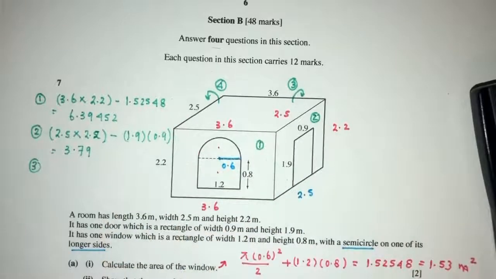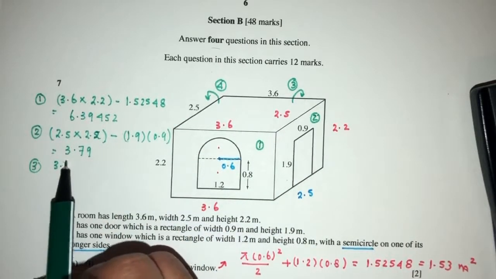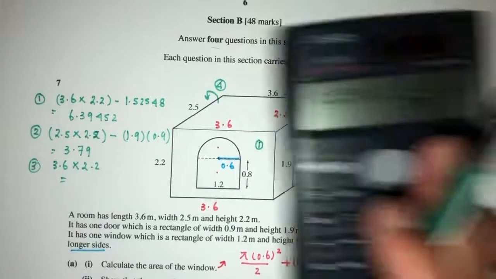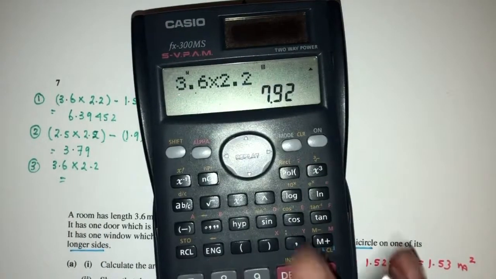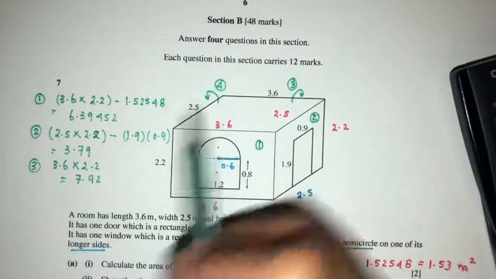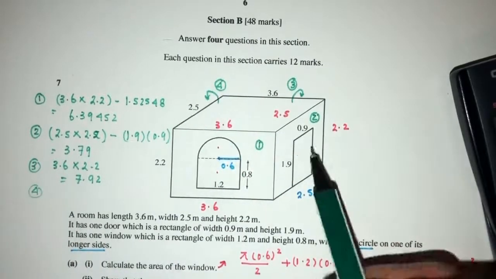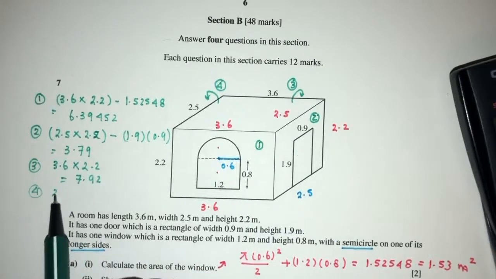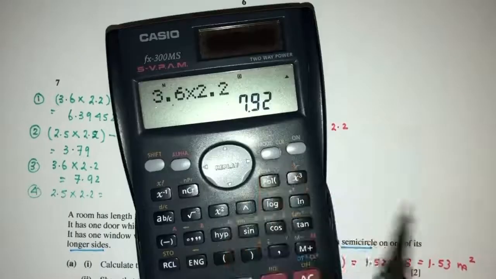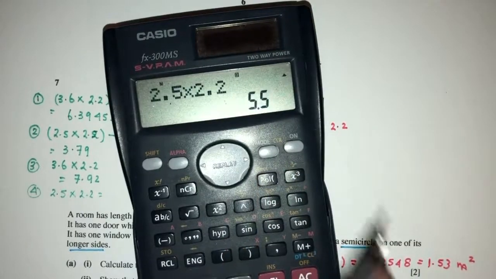Now for number 3, for the back one, it is just the back wall, which is the same as this without the window. That will be 3.6 times 2.2. That will be 7.92. And finally, number 4 is the side wall without the door. That will be 2.5 times 2.2. That will be 5.5.